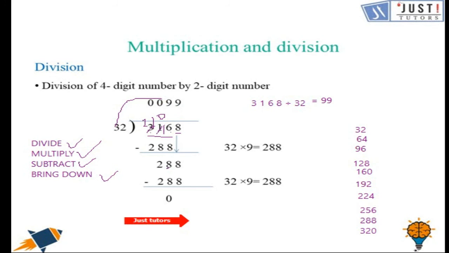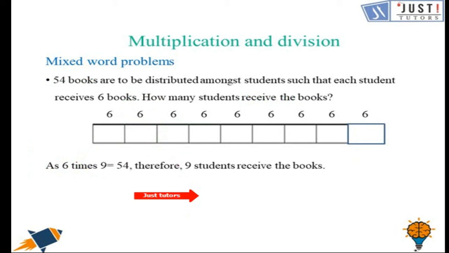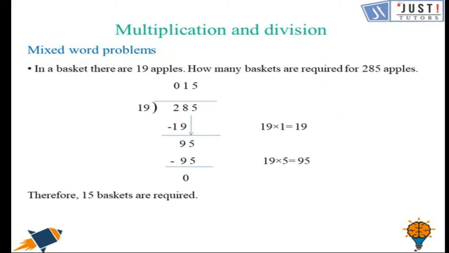Now let's move forward and try a mixed word problem. The question says that 54 books are to be distributed among students such that each student receives 6 books. So how many students receive the books? Basically what we are doing is grouping those 54 books into small groups of 6. So how many groups of 6 can you make out of 54? For that you can take the help of the 6 times table, and 6 times 9 is 54, therefore the answer is 9.